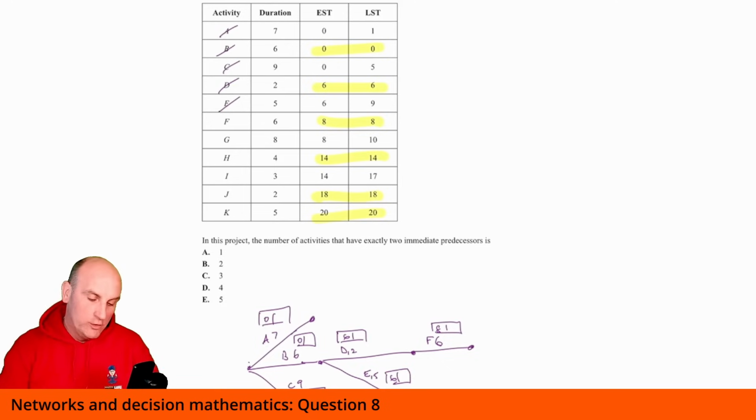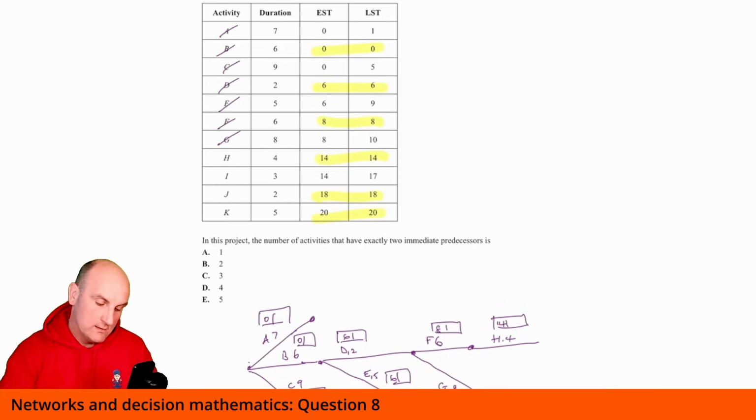I've got a feeling I'm going to run out of room. Let's see where I was. Did I do F already? I did F. G, earliest start time of 8. So again, I had G coming off of here. All right, G took 8, and again, it's got 8, 8. H was 4. So again, I had H here because basically 6, 12, 13, 14. Earliest start time of 14. What did I have here? I, earliest start time of 14.